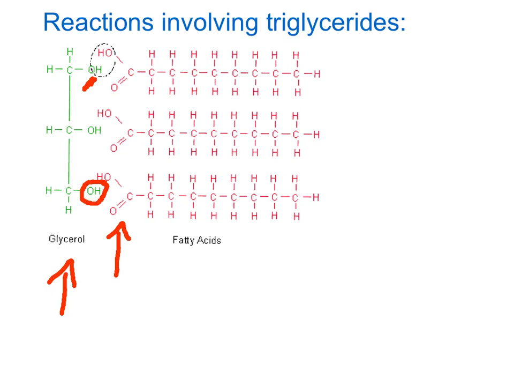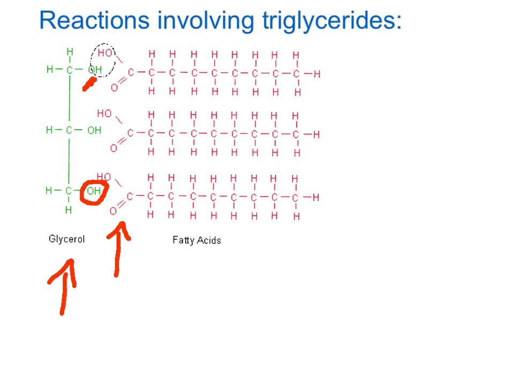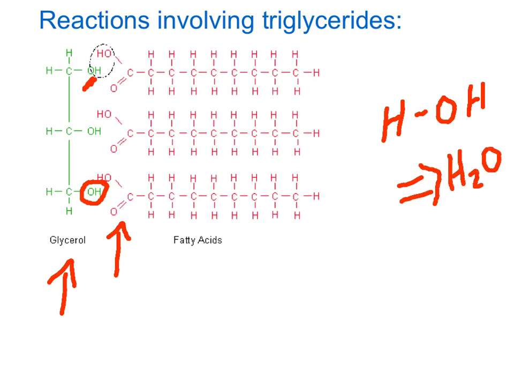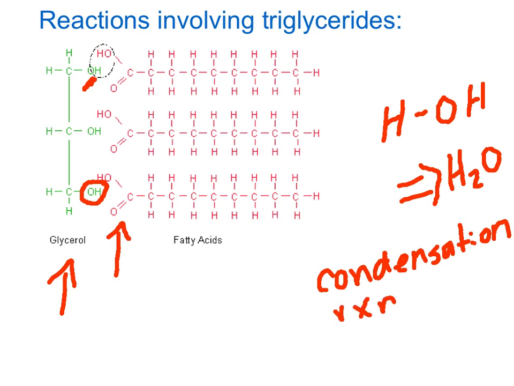The hydrogen of the hydroxyl group and the OH group of the carboxyl. Okay, so if you think back to the last video, what do you get when you put a hydrogen and a hydroxyl together? What does it make? Water. So what type of reaction would this be? Well, it's the same type you saw with carbohydrates. It's called a condensation reaction, which is also known as a dehydration synthesis reaction. Same thing. They mean the same thing. Okay, so it's a condensation reaction.